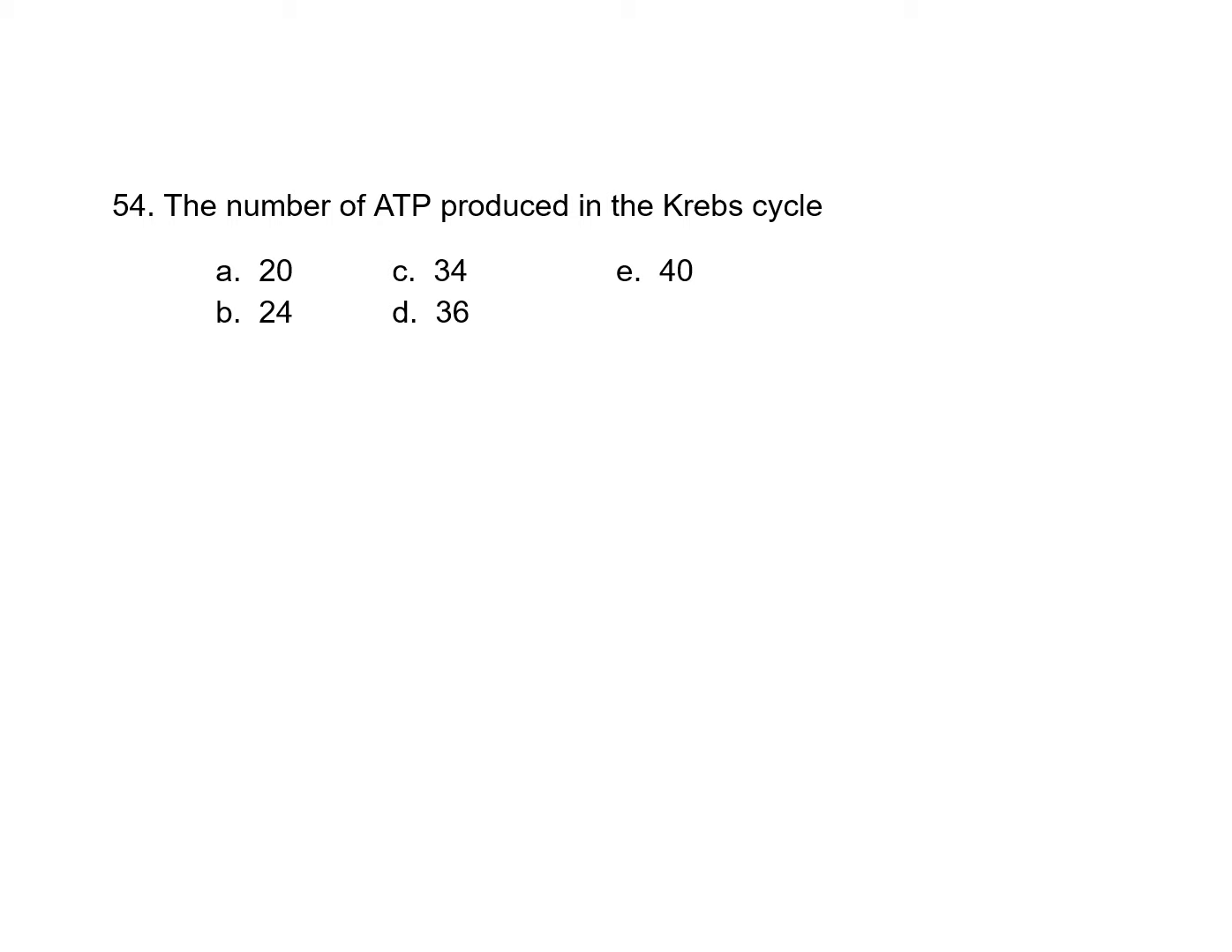Number 54. The number of ATP produced in the Krebs cycle: A, 20, B, 24, C, 34, D, 36, E, 40. The answer is 24.